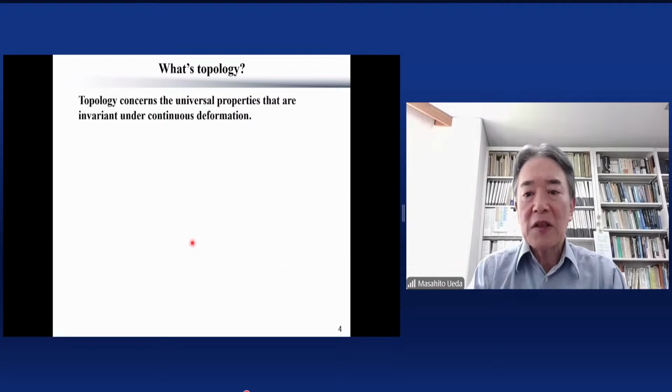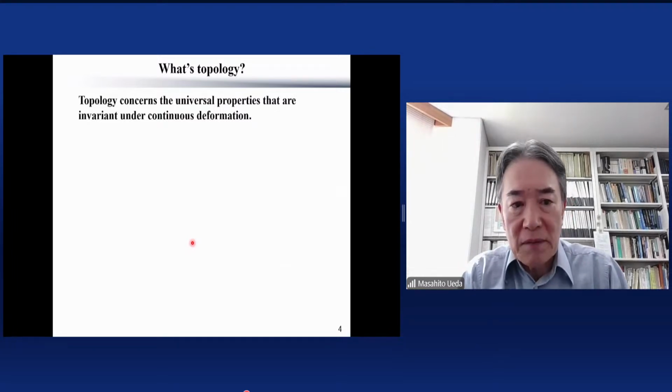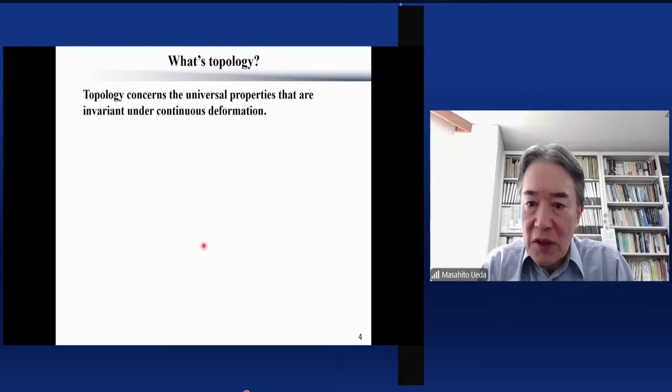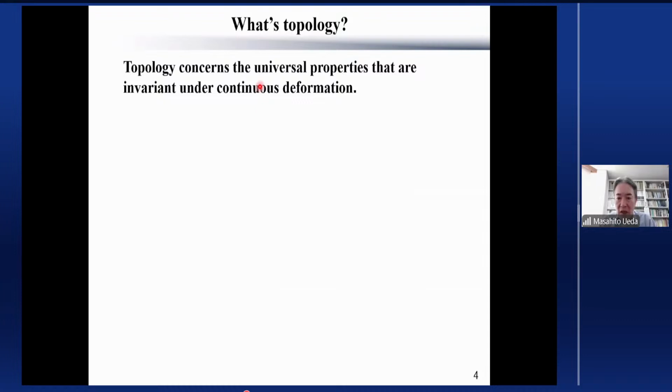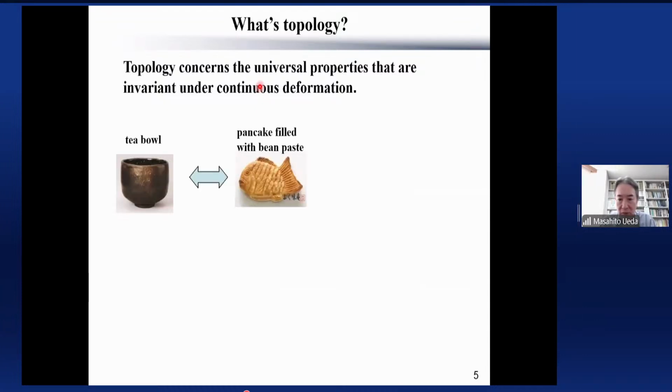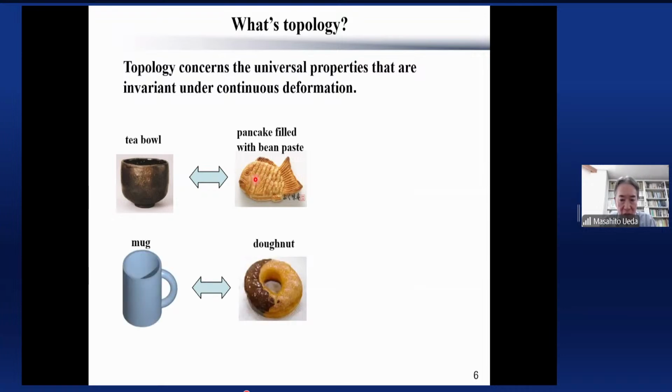Let's begin by explaining what topology is. Topology concerns universal properties that are invariant under continuous deformation. For example, a tea ball is topologically equivalent to a pancake filled with sweet bean paste. On the other hand, a mug is topologically equivalent to a donut because they have one hole.